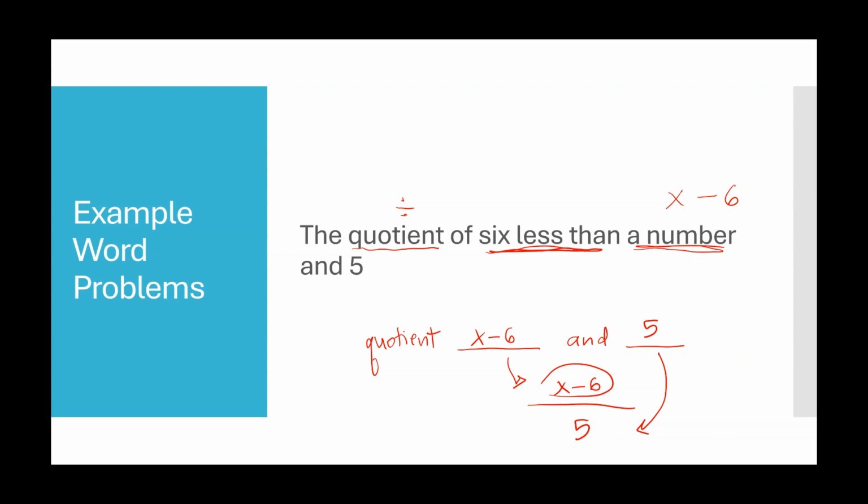So we took several phrases that we could translate. 6 less than. And we also took quotient of something and something. And we had to kind of combine these together to decode this problem. We're going to see more of that as we go on.